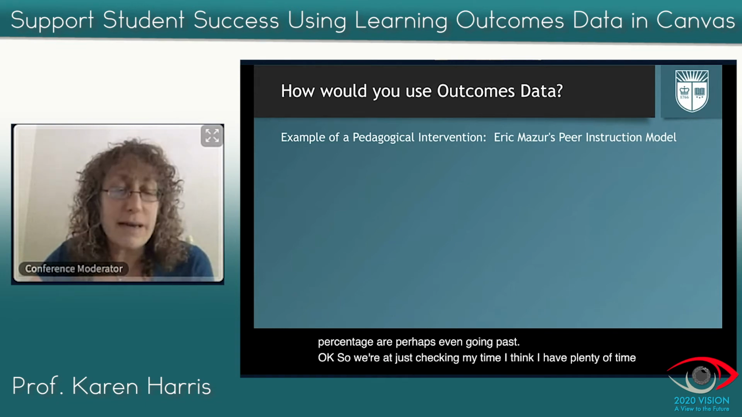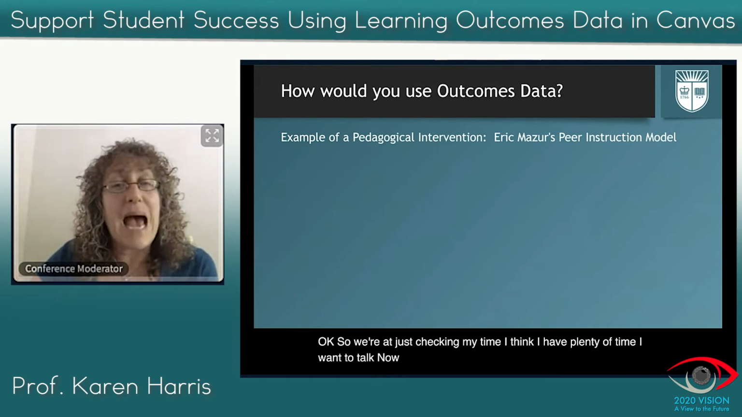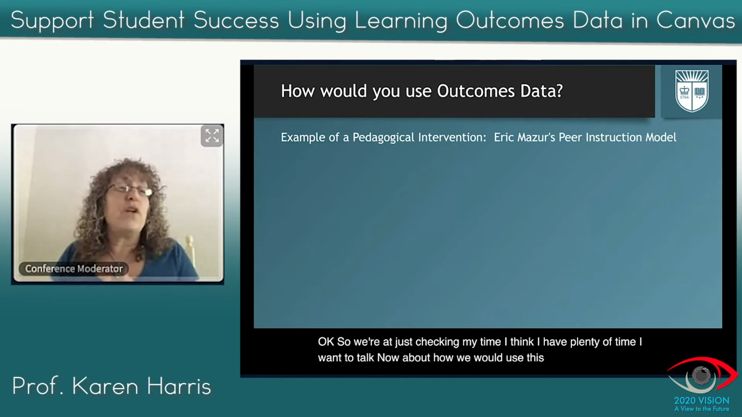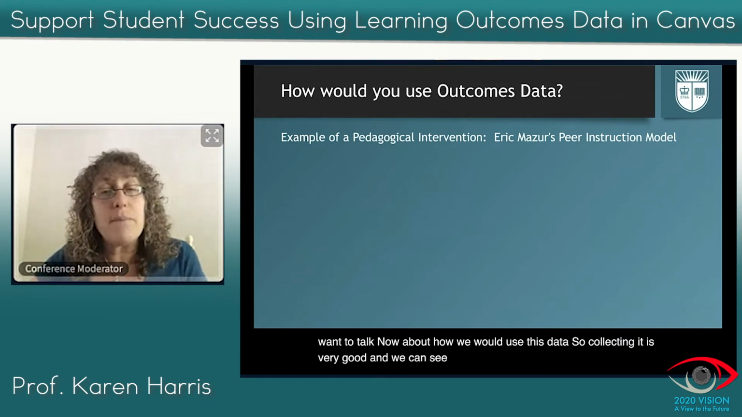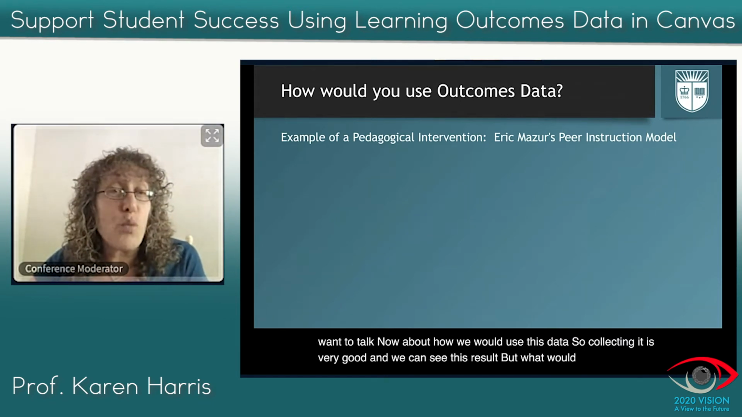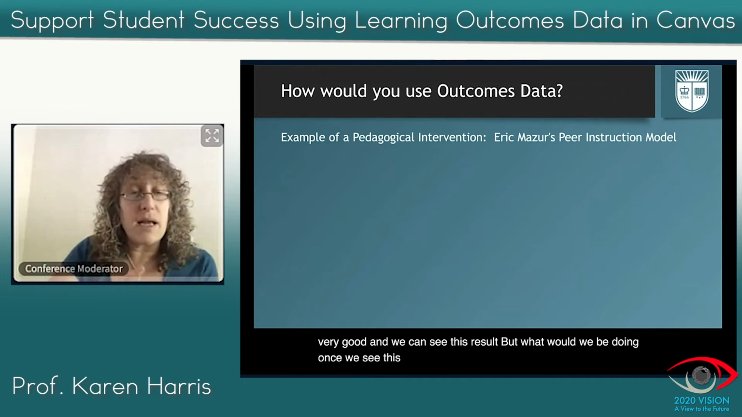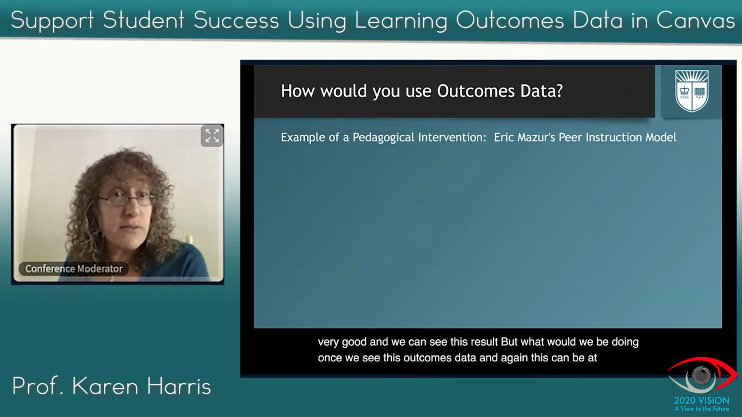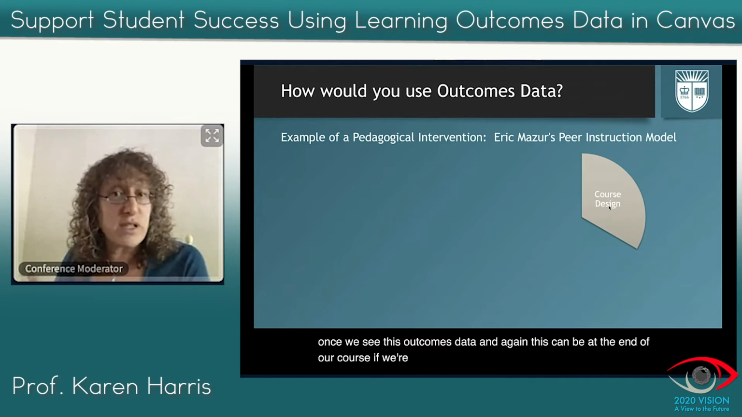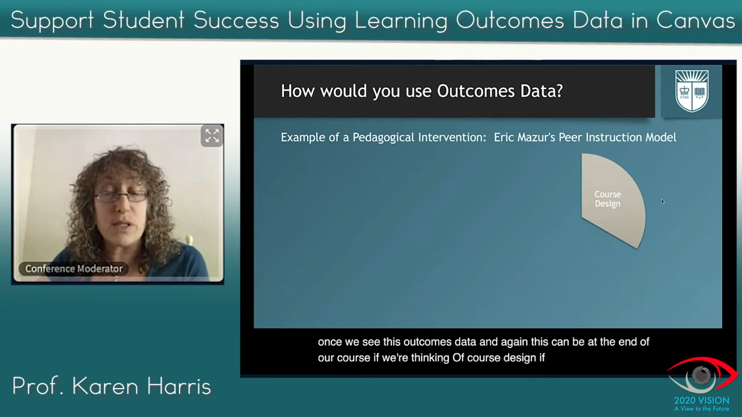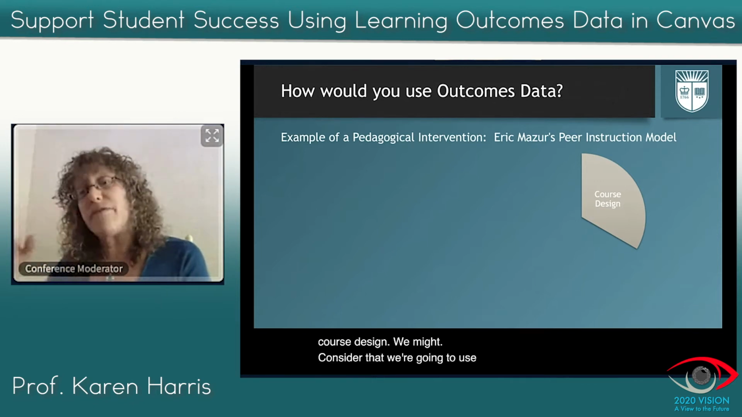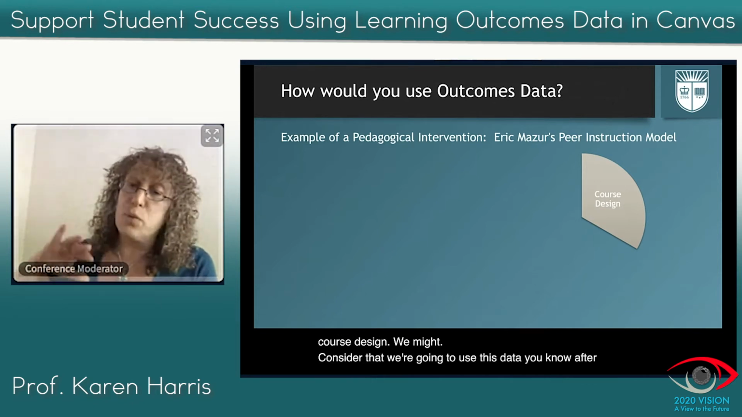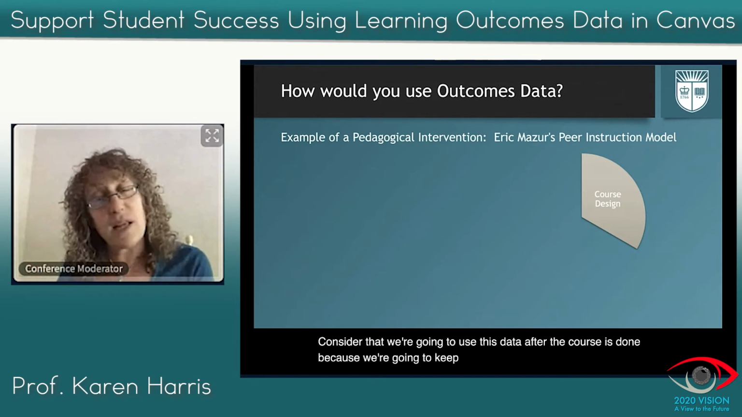I want to talk now about how we would use this data. Collecting it is very good, and we can see this result, but what would we be doing once we see this outcomes data? And again, this can be at the end of our course if we're thinking of course design. If we're really working on course design, we might consider that we're going to use this data after the course is done, because we're going to keep improving our courses, so it's an iterative process.